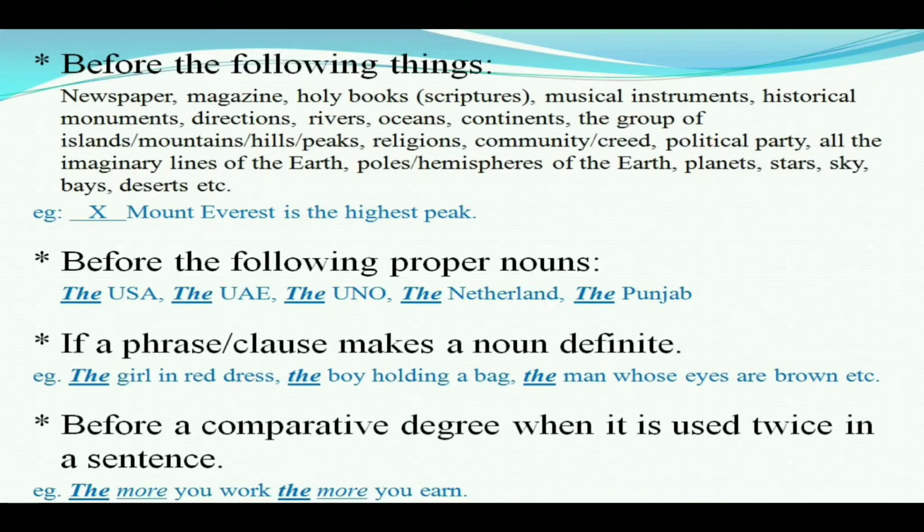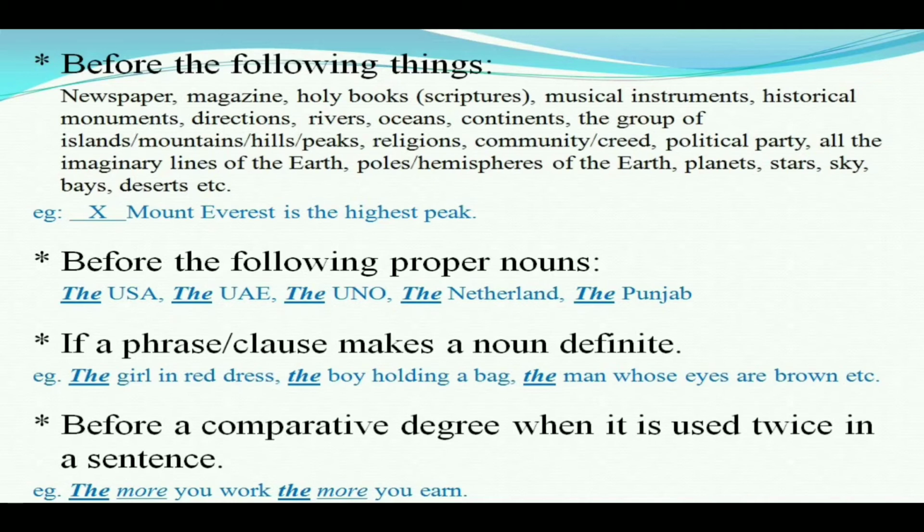Next point, before the following proper nouns. There are some certain nouns. Before these nouns we use the. They are the USA, the UAE, the UNO, the Netherlands, the Punjab.